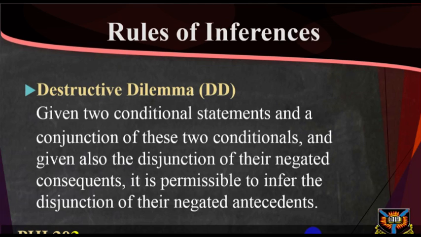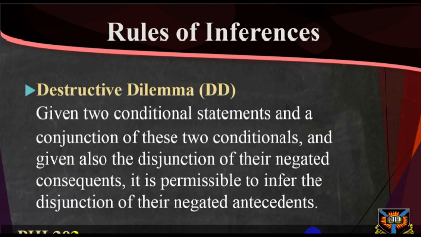Number 2. A, then B, and C, then D. A or C, therefore B or D. The conclusion of this argument follows from its premises by rule of constructive dilemma, CD.